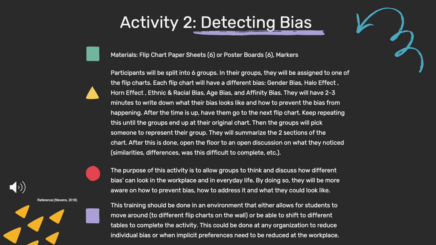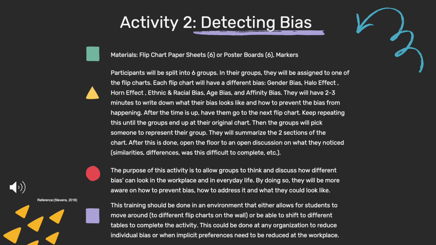Then the groups will pick someone to represent their chart. They will summarize the 2 sections of the chart. After this is done, open the floor to an open discussion on what they noticed, similarities, differences, was this difficult to complete, etc. The purpose of this activity is to allow groups to think and discuss how different biases can look in the workplace and in everyday life.